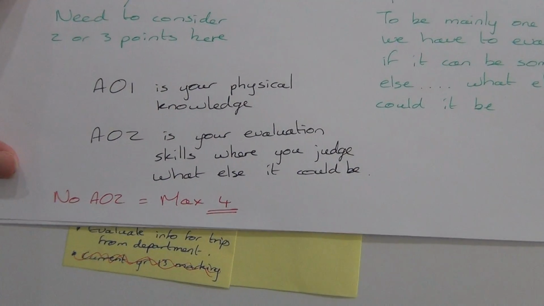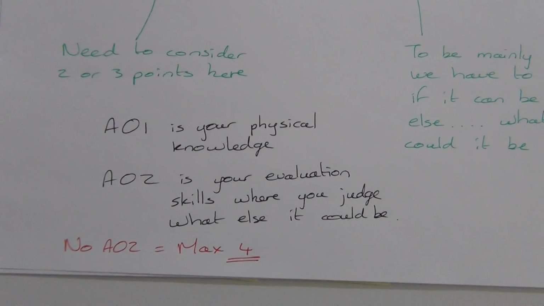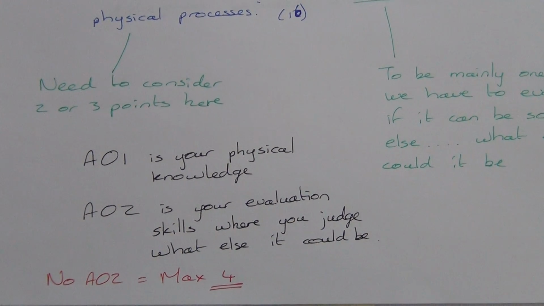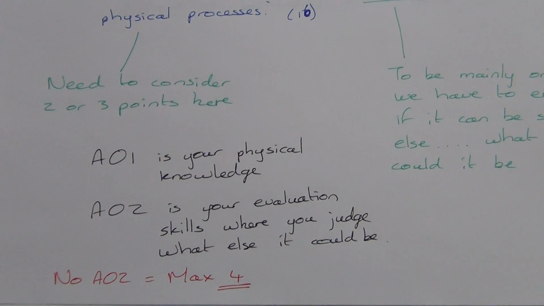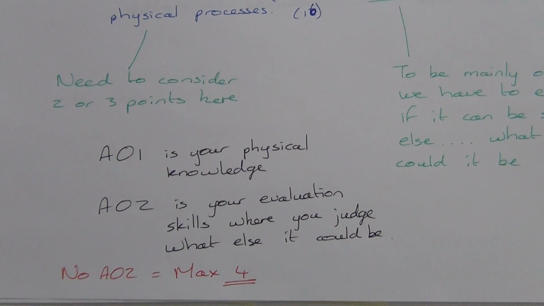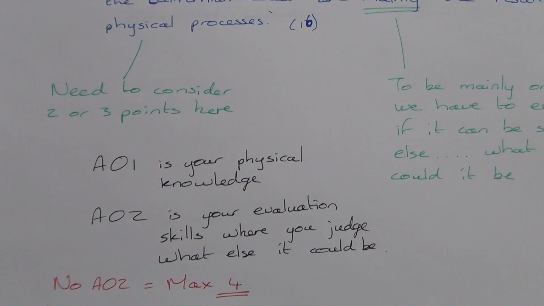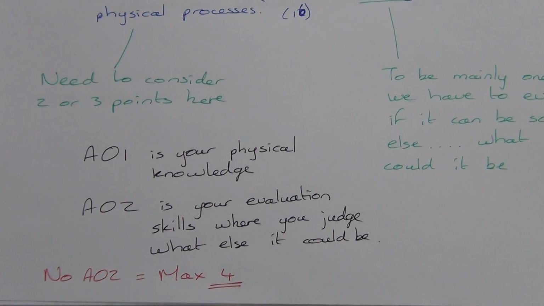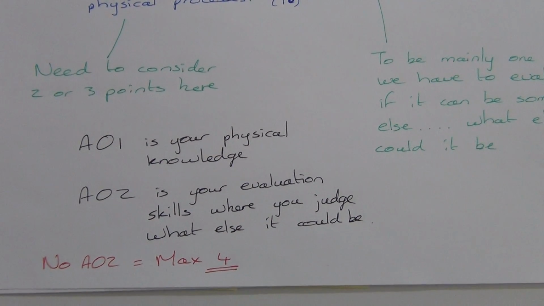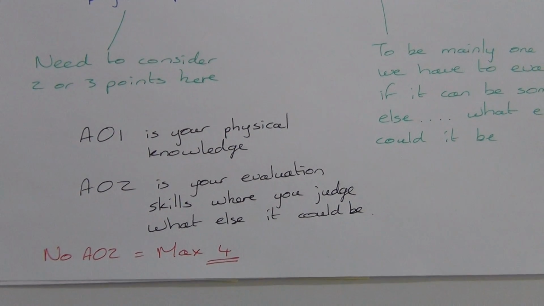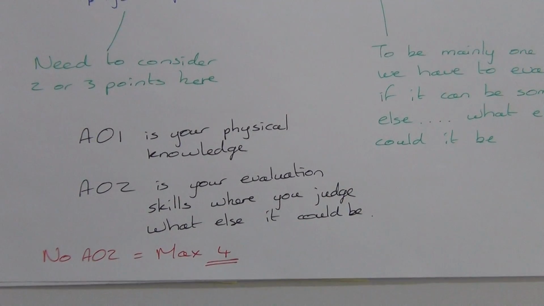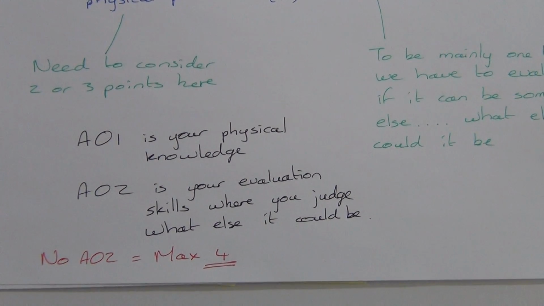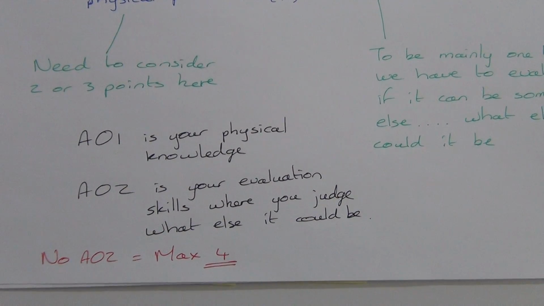Now it's important we think about how this question is going to be marked. We have got marks here for AO1 and marks for AO2. Assessment Objective 1 is all to do with your physical knowledge. So your physical knowledge needs to be strong. AO2 though is about the evaluation skill, where you judge what else it could be and make it into how significant these primary causes are, these physical features are.